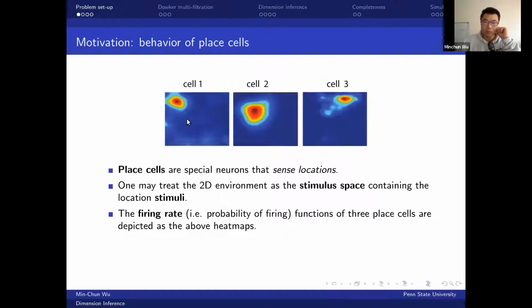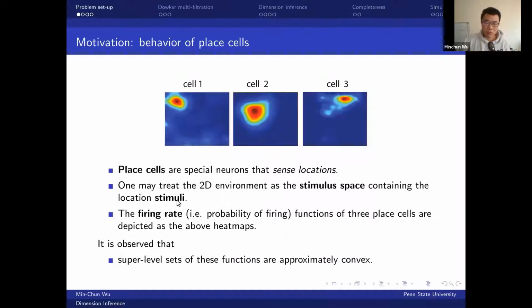For example, if I put a mouse in the environment and record the activity of place cell 1, the blue basically indicates a very low probability that this cell will fire at this location. The red color means there is a high probability that cell 1 will fire when the mouse is in this location. Different place cells will have different locations with high or low probability of firing.